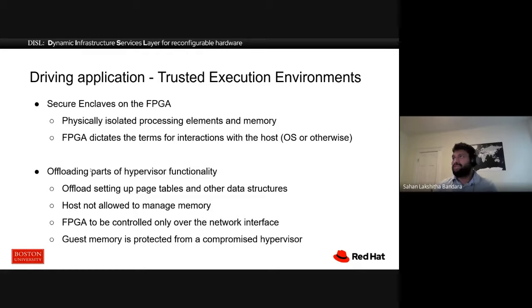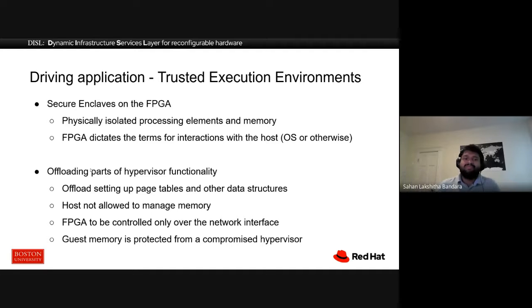Another example would be trusted execution environments. A very straightforward application is secure enclaves. The FPGA can provide processing elements and memory physically separate from the host system. And with a hardware operating system in place, unlike a simple accelerator use case, the FPGA can dictate the terms of interactions with the host OS or any other process running on the host. A more complex example is offloading parts of the hypervisor functionality in order to ensure that guest memory is protected from a compromised hypervisor.